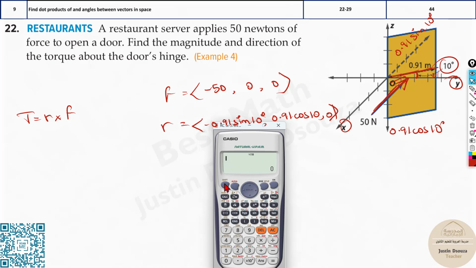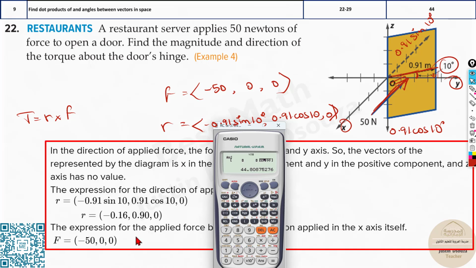Now I need to find the cross product. How do I do it? Shift 5, which vector? R, that is vector A, cross product, shift 5, 4. The cross product is just multiplying. Now you see the answer is over here. So that is the answer.